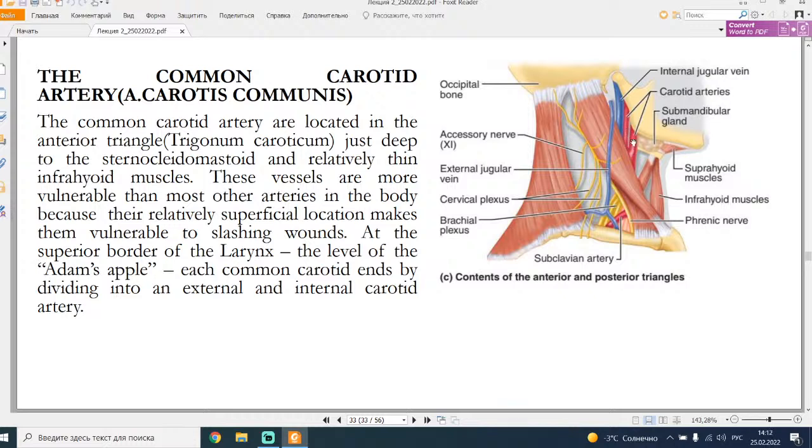At the superior border of the larynx, the level of the Adam's apple, each common carotid ends by dividing into the external and internal carotid arteries. The arteria carotis communis divides into the arteria carotis externa and the arteria carotis interna.